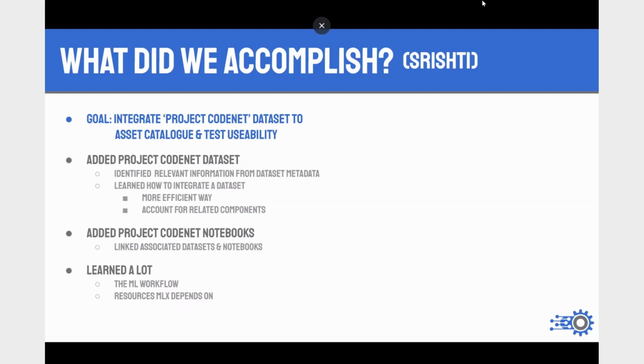Two examples of cool notebooks associated with the Project CodeNet dataset that I added were the language classification notebook, which uses a Keras model to detect the language of a piece of source code, and the masked language model notebook, which constructs a masked language model that can be used for source code instead of natural language sentences. In the process of adding these, I learned a lot about the machine learning workflow generally and the different resources that this project depends on.